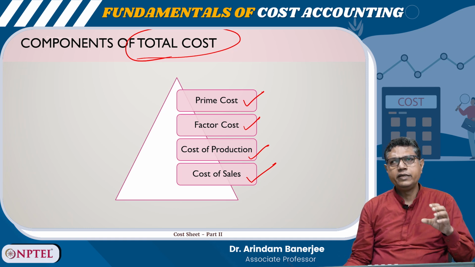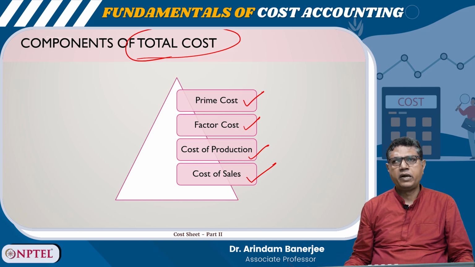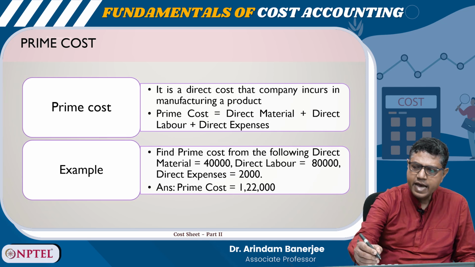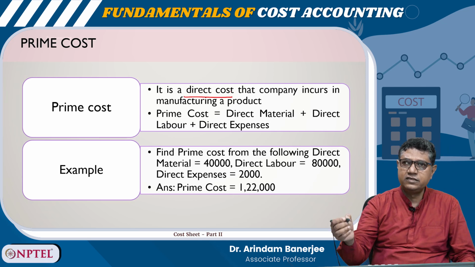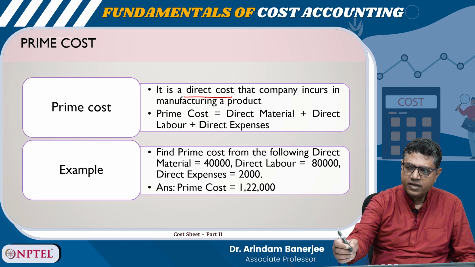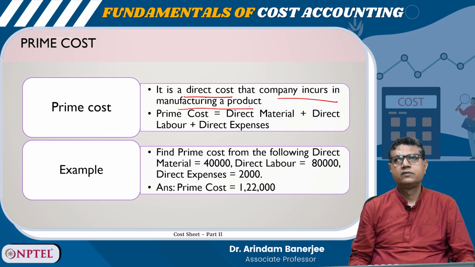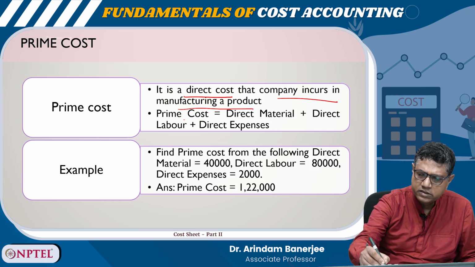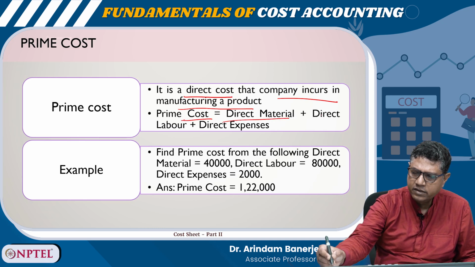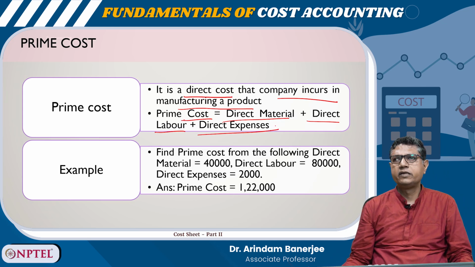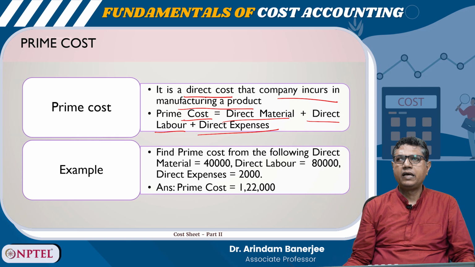Fine. So, for doing that, I can start with the prime cost. So, prime cost, how to calculate prime cost, right? Prime cost is the direct cost. This includes all the direct costs that a company incurs in manufacturing a product, right. So, prime cost is equal to direct material plus direct labor plus direct expenses.